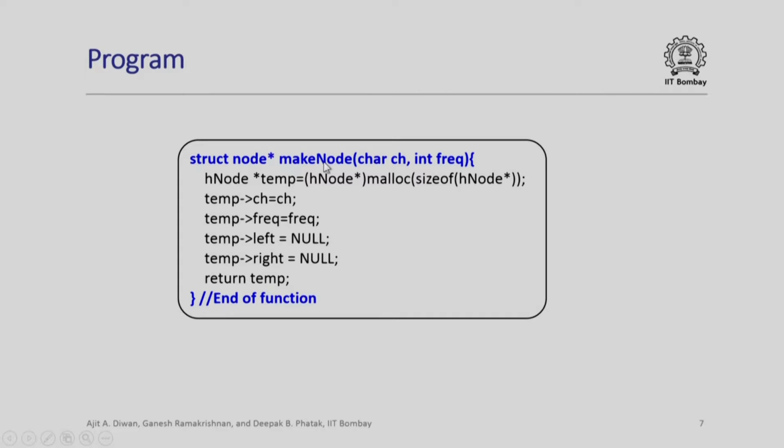Here is a make node struct. So, H node temp. Now, we are creating a temp node by allocating memory. This is the way in which you malloc, depending upon the size of H nodes, you allocate memory and create a temporary node. Once a temporary node is created, it has to be filled up with the given character and given frequency which are appearing as parameters. So, you simply set temp ch to ch, temp frequency to frequency, and since this node has just been created, it has no left child or right child. So, we set these pointers as null. It is as simple as this to create a node.